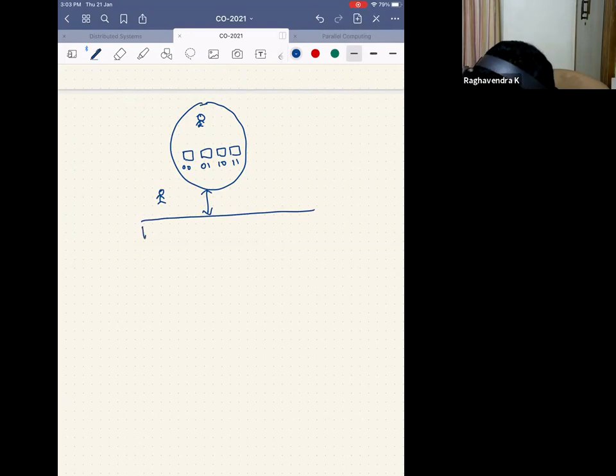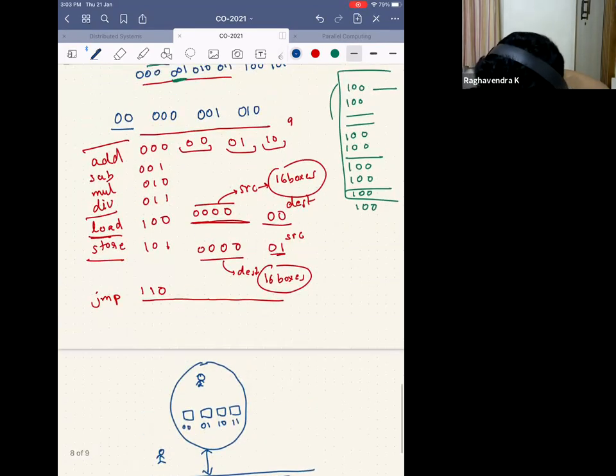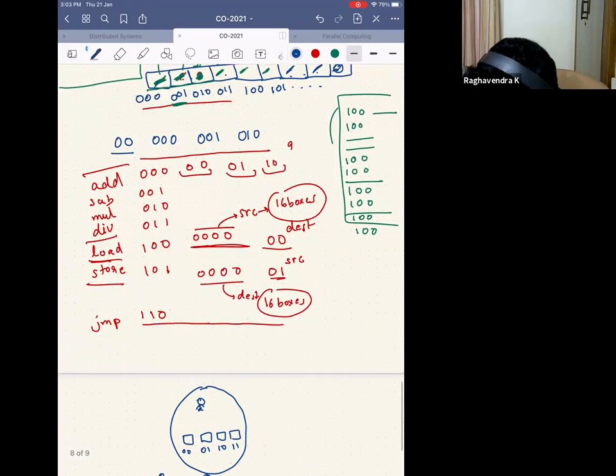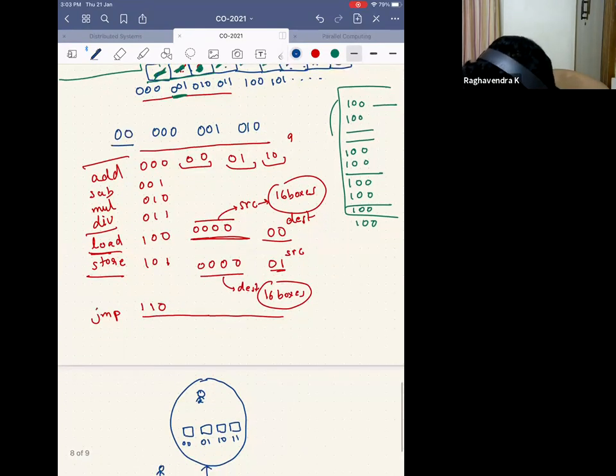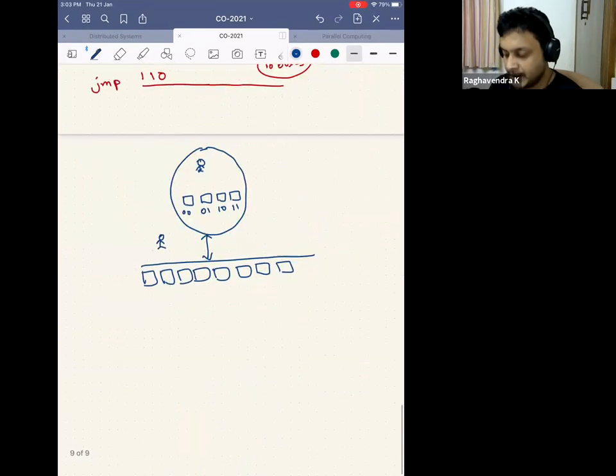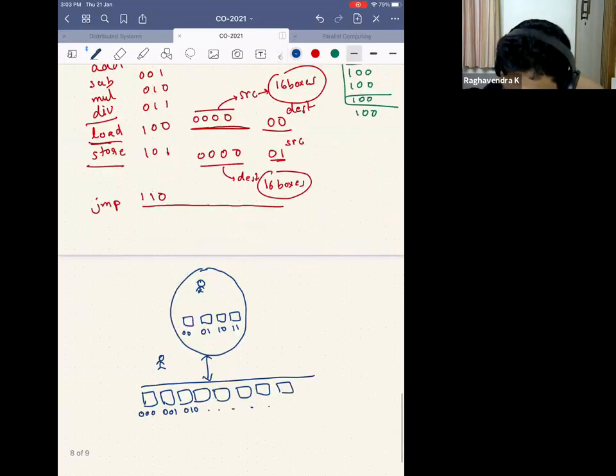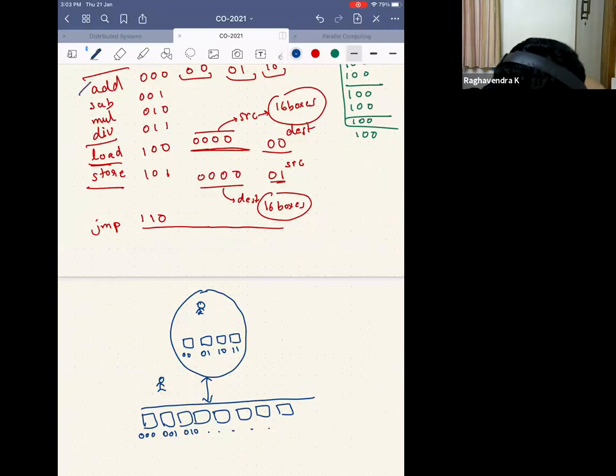Right, and there are many boxes here. So let's say there are a lot of boxes here, and similarly, we have named these boxes using some kind of numbering system. So we have 000, 001, 010, and so on and so forth. And we also have some kind of instruction set, which we say that he can do: add, subtract, multiply, divide, load, store, and we'll come to jump later.